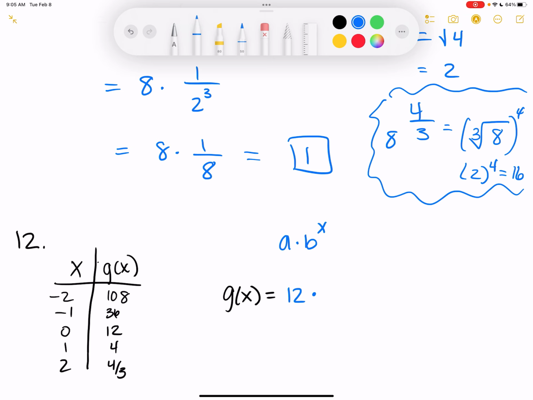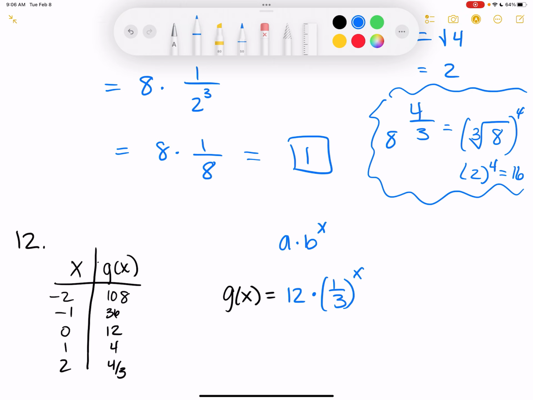12 times a third. Oh, I see. And then you would just check it and say, okay, let's switch it and do the -1. So if I put -1 up here, that's going to flip that fraction. So I'm going to put 12 times 3, which is 36, which is what I had here. So that's how I can check it and make sure it's right.